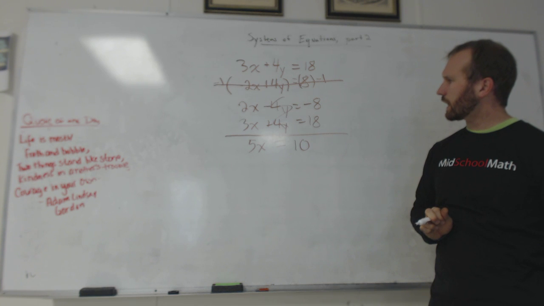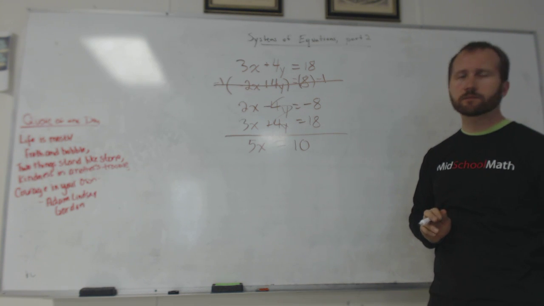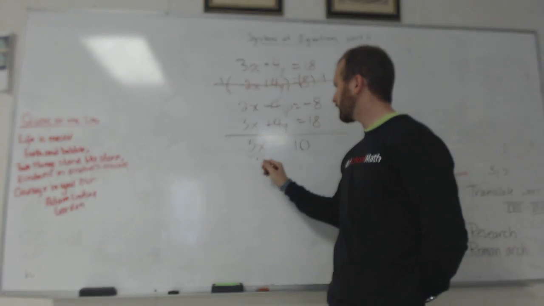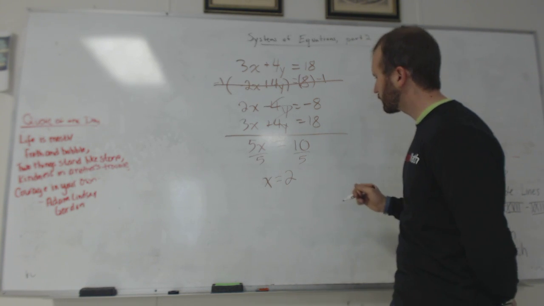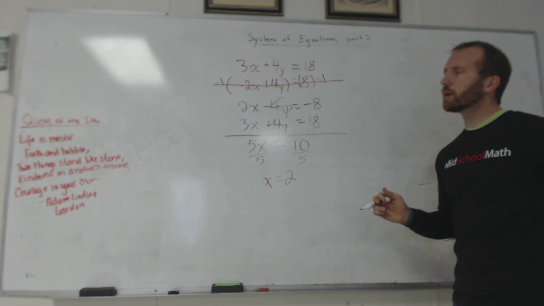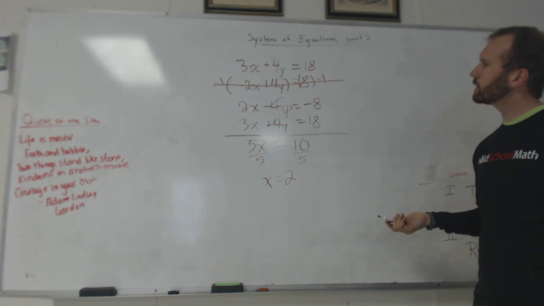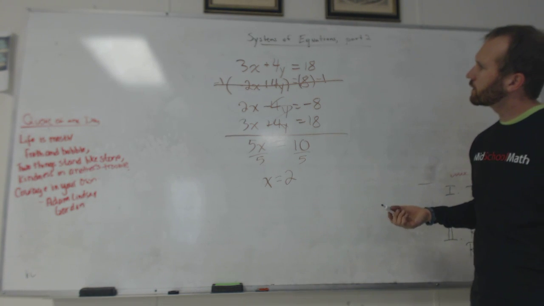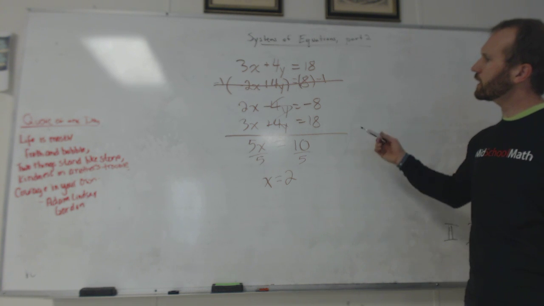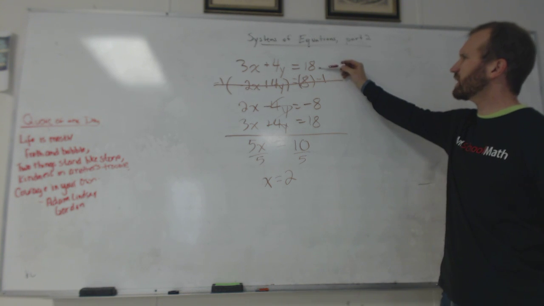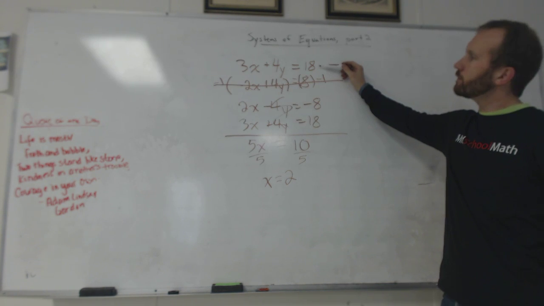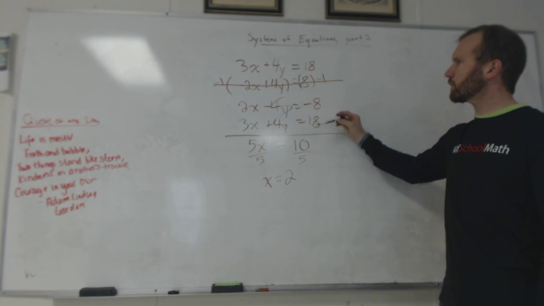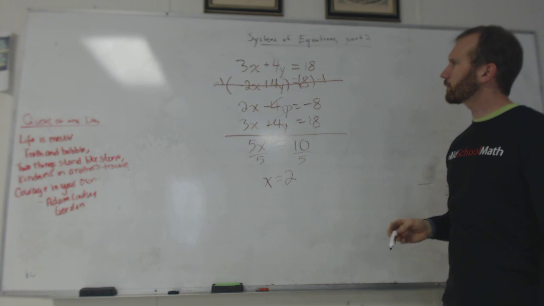5x equals 10. How would I solve for x? Divide by 5, x equals 2. I can't believe I used to not understand. Now I need to find y. I would plug it into probably this equation because it has no negatives at all. Seems easier to me. But you could plug it into this equation or even this equation here.